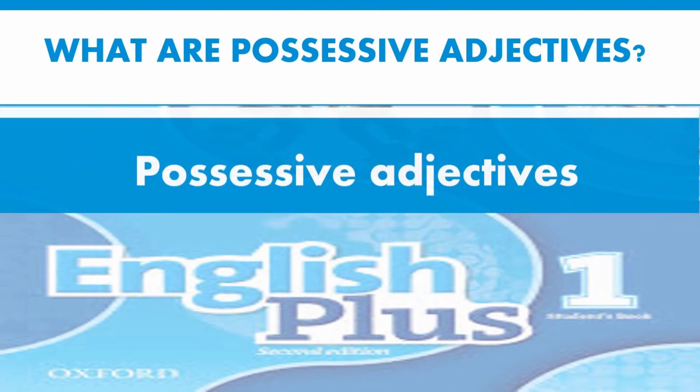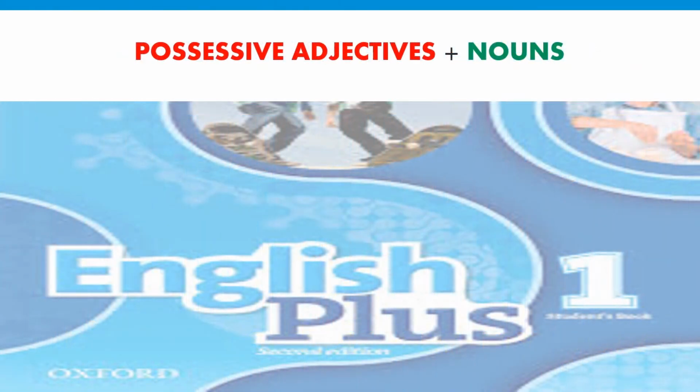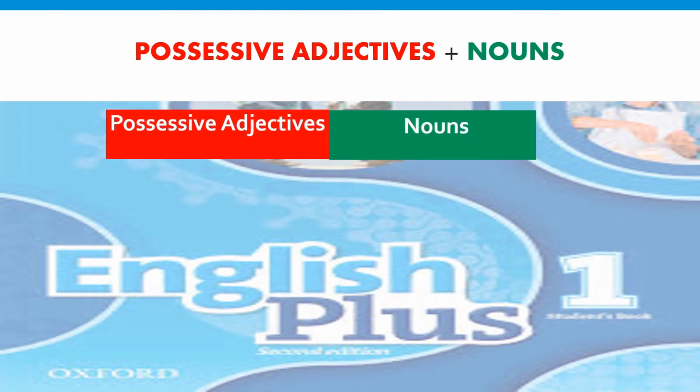are possessive adjectives. Okay, so possessive adjectives are his, her, its, their, our, my, and your. It means that we want to show that it belongs to you. So he, his; she, her; it, its; they, their; we, our; I, my; and you, your. Okay, so when we use a possessive adjective, we always have a noun after the word.